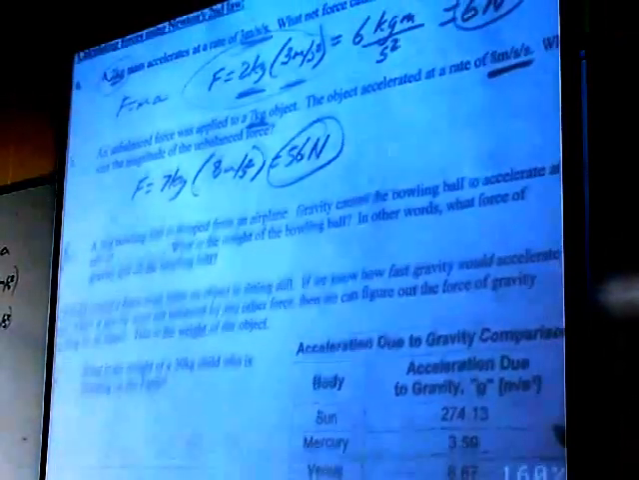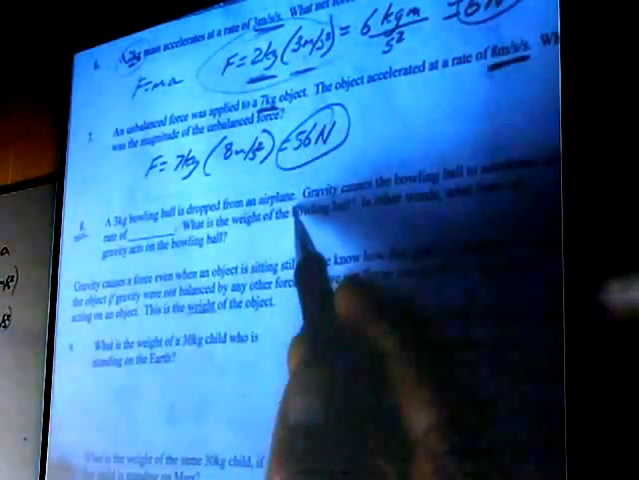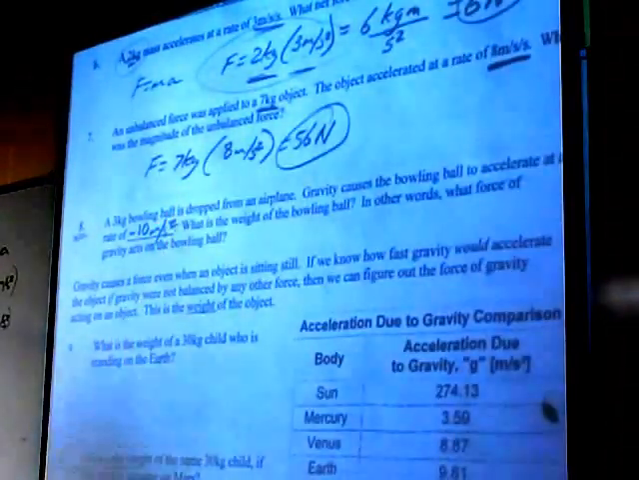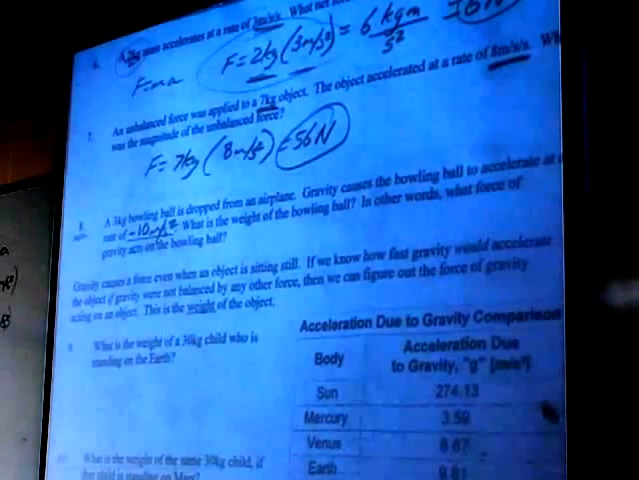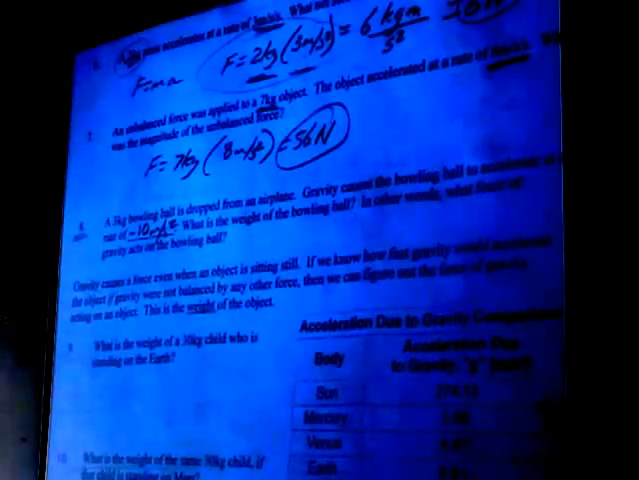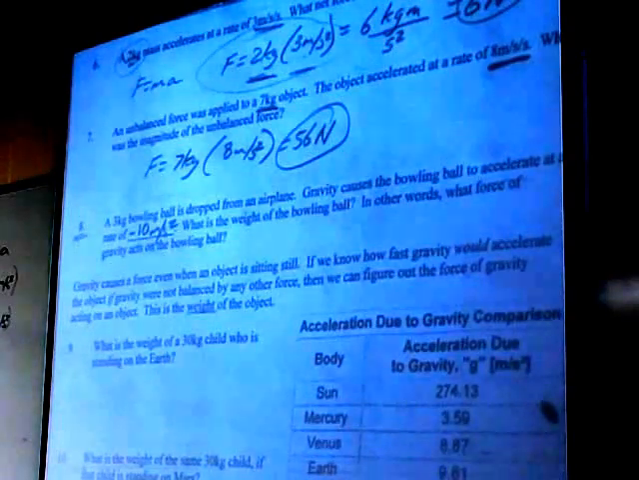Because of what I've already said, I think this is just going to be too easy, but do it anyway. A 3 kilogram bowling ball is dropped from an airplane. Gravity causes the bowling ball to accelerate at a rate of what? -10. And we could use 9.8 if you really wanted to get it right, but this is good enough. What was the weight of the bowling ball? Can anybody just tell me what the weight would be without writing it all out? 30 newtons. Now, if I was a smarty pants, I would say, no, that's wrong, -30. I'll take either one.